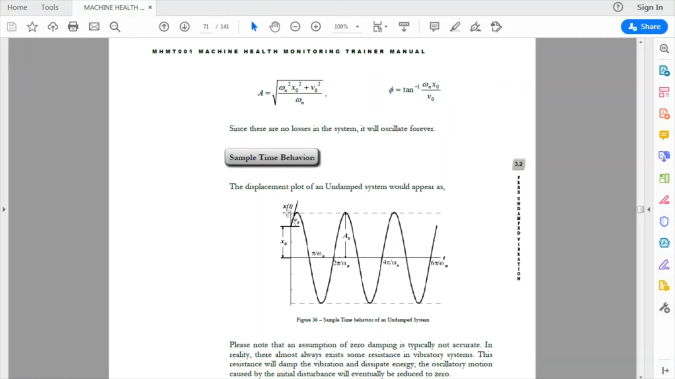By saying undamped, we realize that the amplitude at each cycle is similar, so there is no reduction in amplitude and no waste of energy. This value is not reducing. Each time you will maintain the same value of amplitude.